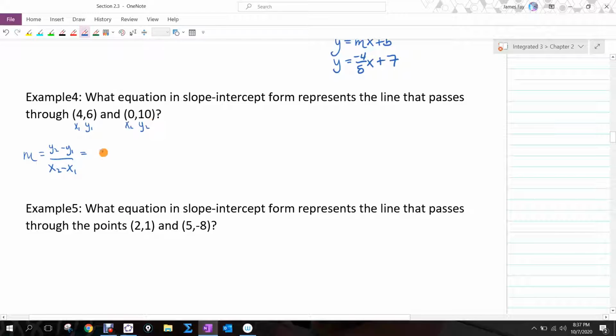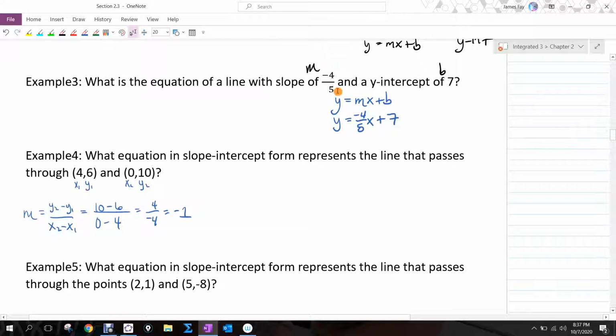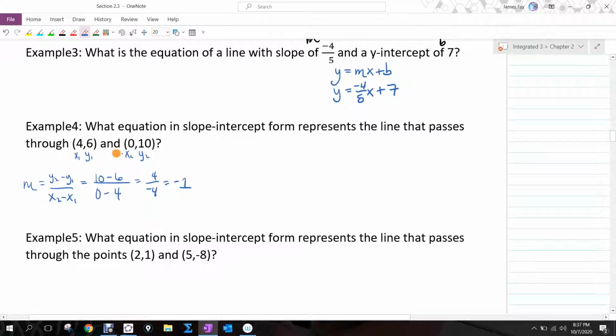So we go y2, which is 10, minus y1, which is 6, over x2, which is 0, minus x1, which is 4. So it's going to give me 4 over -4, which ends up being -1. So they didn't blatantly or explicitly tell me what the slope was like they did in example 3, but they gave me enough information to determine what it is. I know it's now -1. So m is -1 when I write y equals mx plus b.